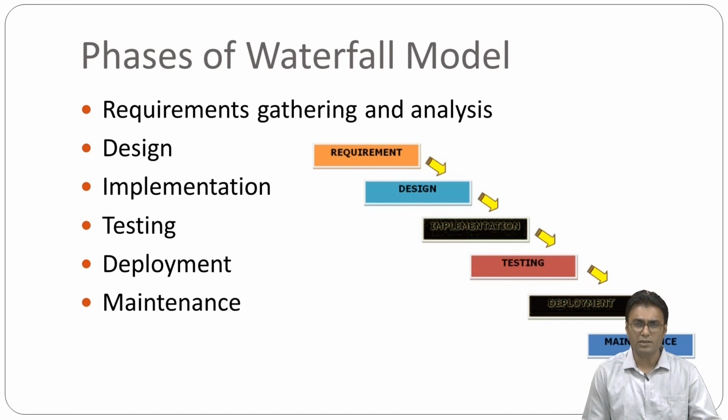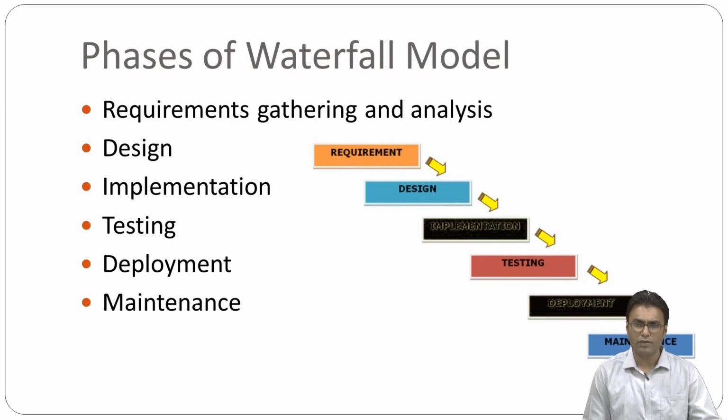Then the third one is implementation. The implementation phase involves coding the software based on the design specifications. This phase also includes unit testing to ensure that each component of the software is working as expected. Then the fourth phase is testing. In the testing phase, the software is tested as a whole to ensure that it meets the requirements and is free from defects. Then the fifth one is deployment.